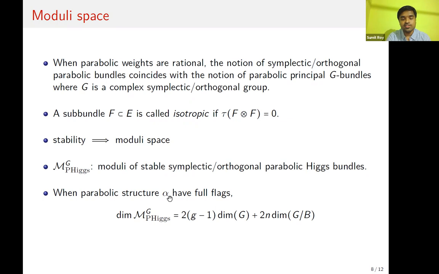So when the parabolic structure alpha has full flags, then the dimension of this moduli space is twice the dimension of G, minus 2 into G minus 1 into dimension of G, plus 2n into dimension of G mod B, where n is the number of points in D, the parabolic points. And B here is a Borel subgroup of G. Okay. This is due to Bhosle and Ramanathan.